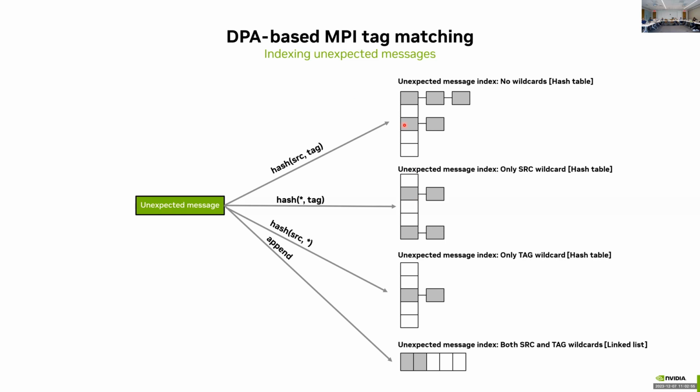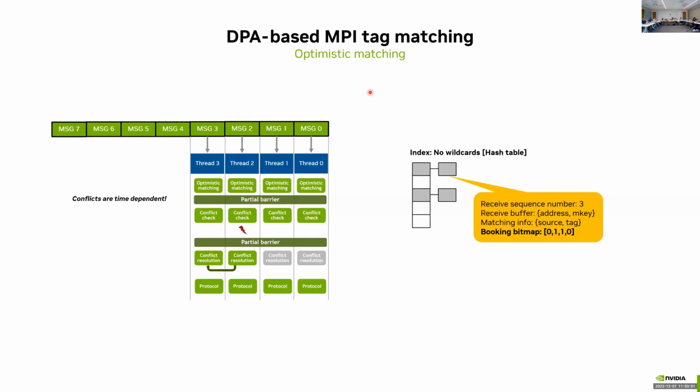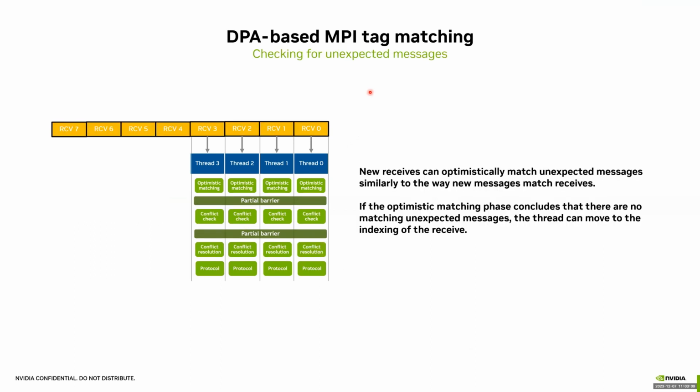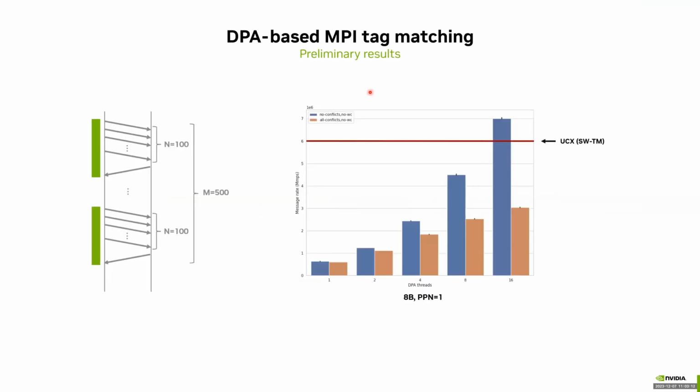Yeah, I have some questions. The first question is, how does the DPA version compare to hardware tag matching in terms of performance? I don't have the data right here, but at least in terms of message rate, and Yossi can correct me if I'm wrong, I think hardware tag matching compares to software tag matching, they are in the same ballpark. That's with how many DPA threads? We're using 16 right now.